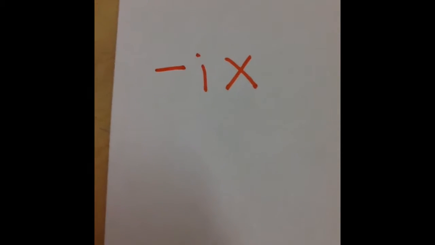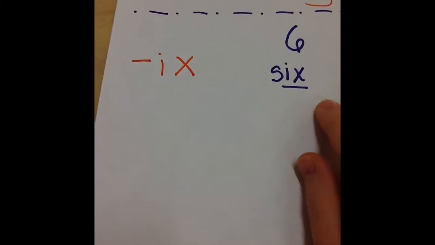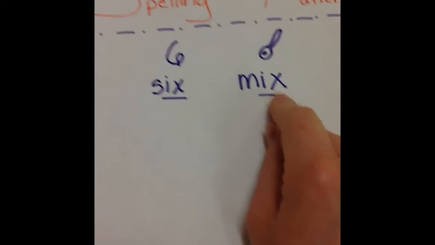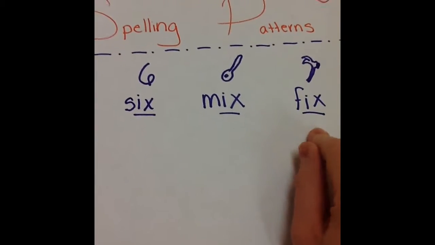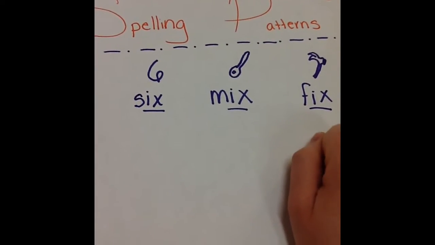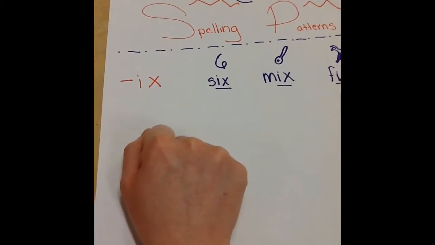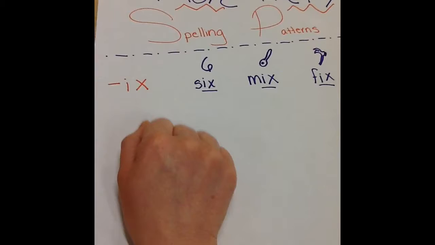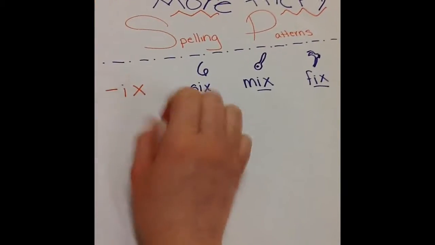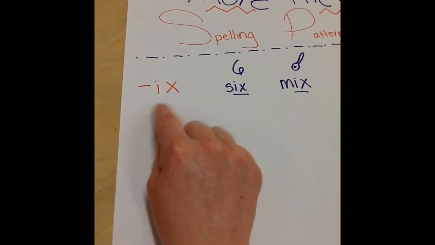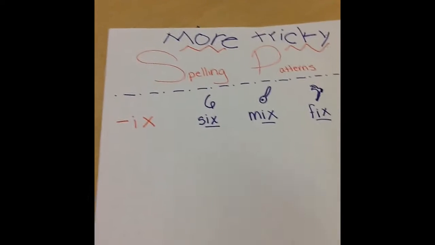Mighty-o, yeah? You might have said six. Six ends in ix. You might have said mix, like my mixing spoon there. Mix ends in ix. You might have said fix. Fix ends in ix, like my little hammer there, fixing stuff. So sometimes x can make us a little nervous because we don't see it a whole bunch, which can make it seem kind of tricky when we're trying to read it. But now you know that when you see a word that ends in ix, it makes the sound ix, like in six, mix, and fix.